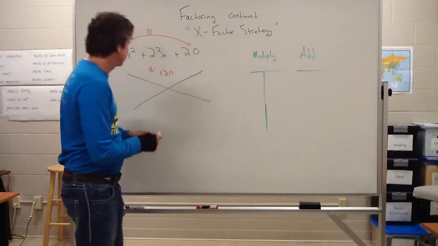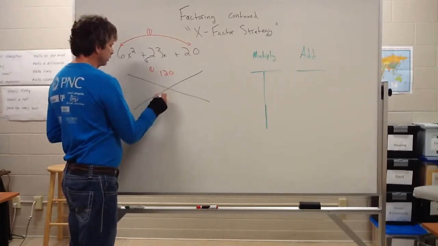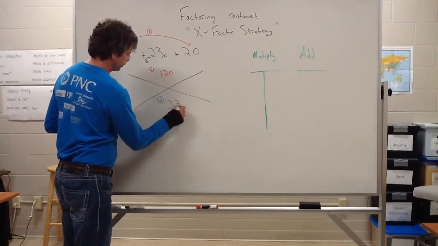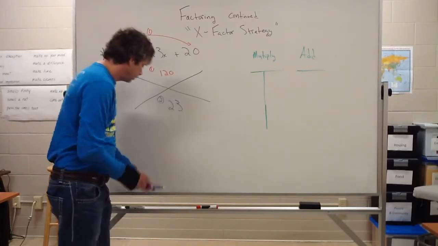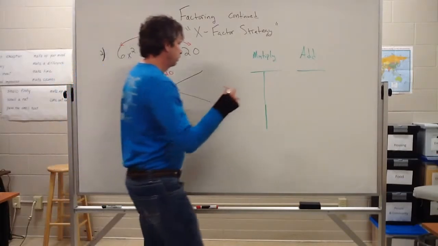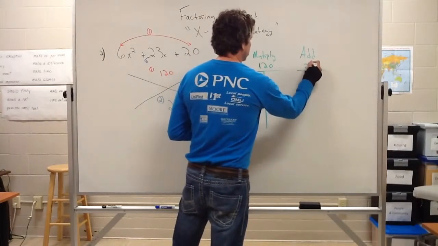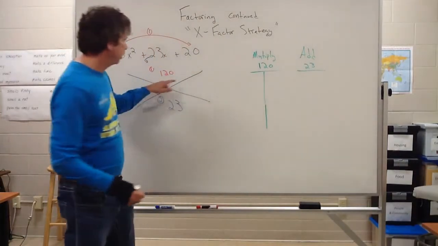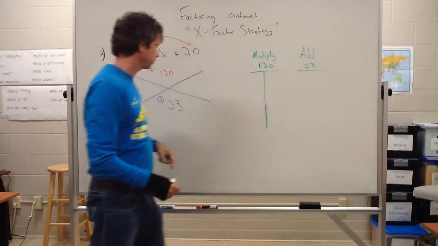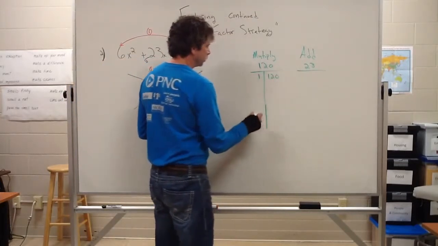Our second move is the 23 drops into the problem down here. So I drop the 23 into the problem there. These two numbers are now going to be our multiplying and adding numbers. So the 120 will go here, and the 23 will go here. So the 120 becomes my focus, and what I'm trying to do is figure out how to add to get that 23. So we know that 1 times 120 gives me 120.